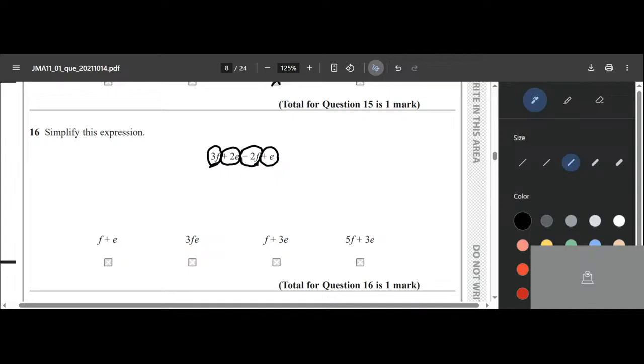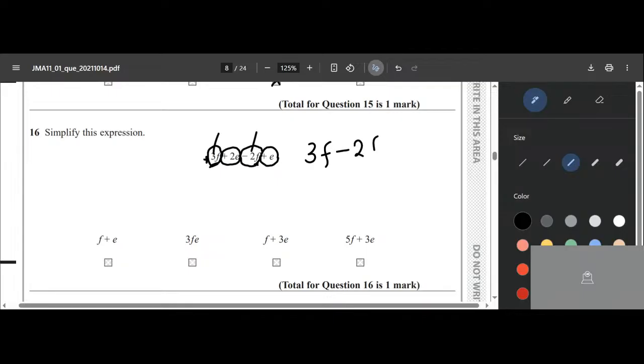Some students do ask me, teacher, which sign is here? If the sign is not indicated, just know that it's a positive. So this is positive 3. So let us go and see the way to go about it. We will say 3F. I want the letter, not the number. So the letter is F, so they are terms. So this one and this one are terms.